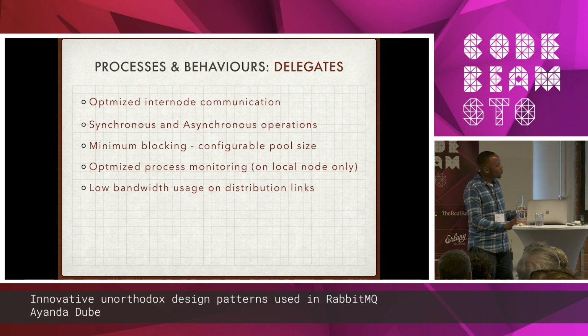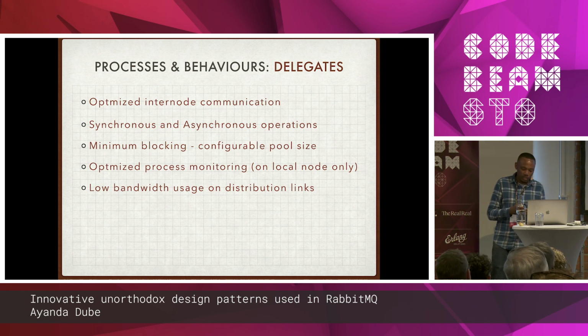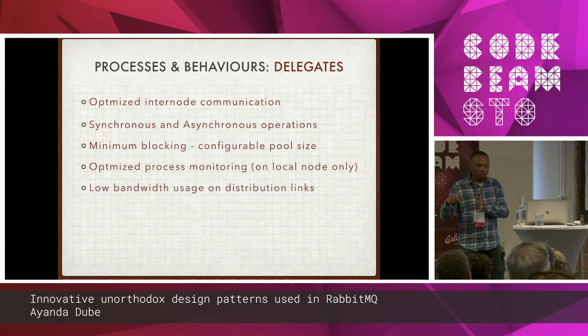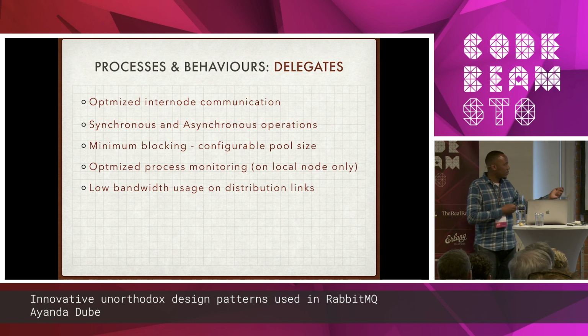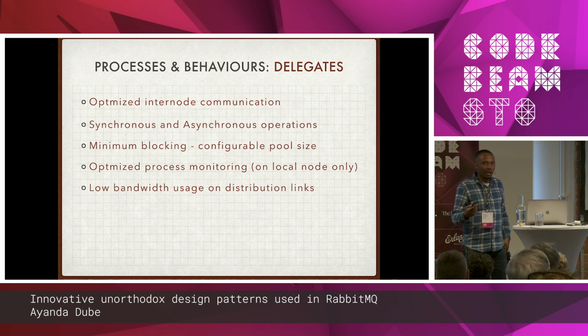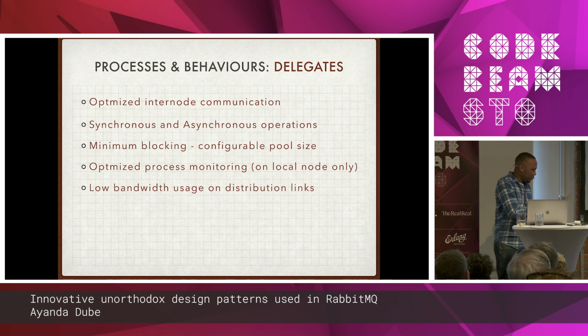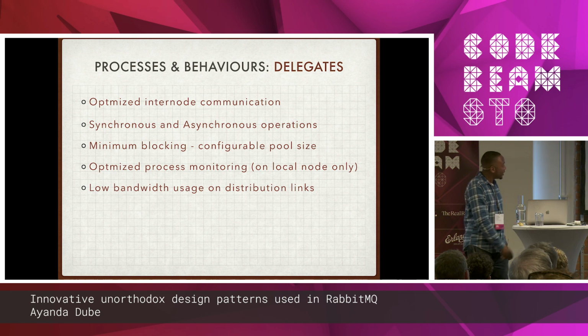You also get process monitoring, which delegates provide. So you can set up monitors through delegates, right, which would only be on local nodes. So if you want to monitor a process which is on another node, that request is routed to another delegate process on a remote node, and the monitor will be set up locally, and if a down message is received by that delegate, it will be routed back to your calling process. So this results in low bandwidth usage on your links, basically.